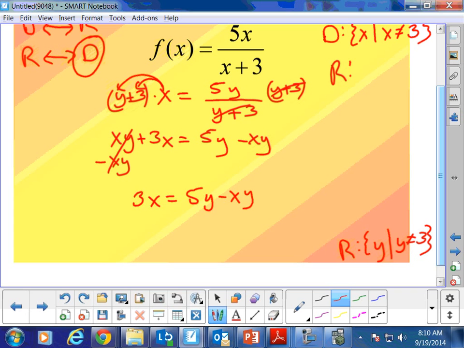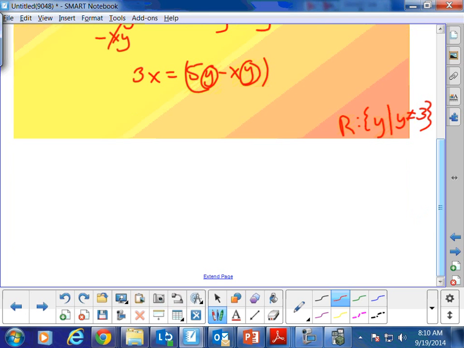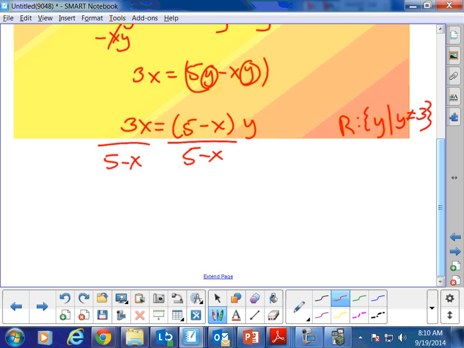And this is where it becomes more clear how to solve this, because I'm going to factor out this y. This y is what they have in common. I'm going to factor that out. I'm going to move this down a bit, and I'll make this 3x is equal to 5 minus x times y. Now you see how my y is isolated? The only thing I have to do is remove this 5 minus x, and I can do that pretty simply by dividing on both sides, and that will cancel this, and I'll be left with 3x over 5 minus x is equal to f inverse of x.